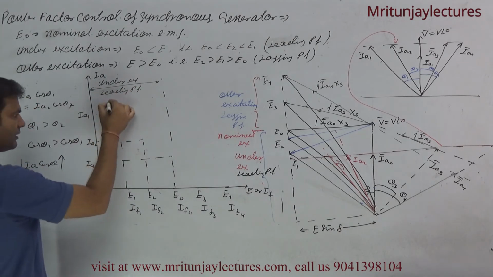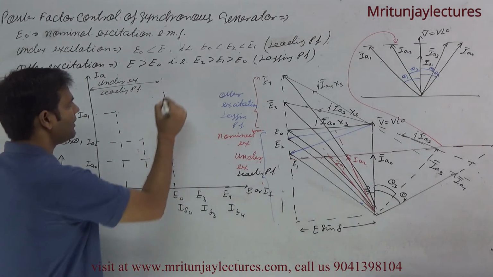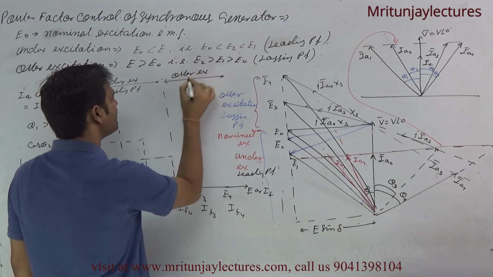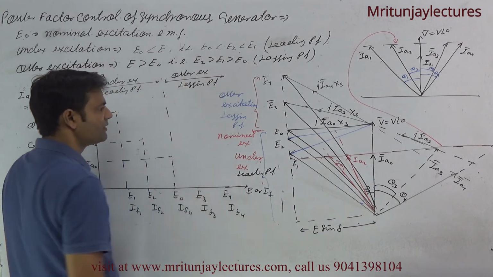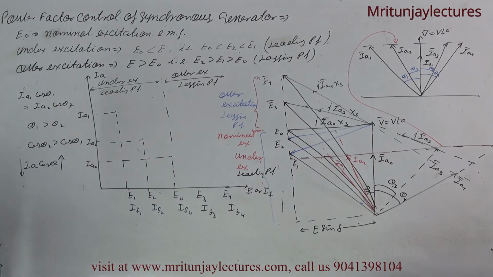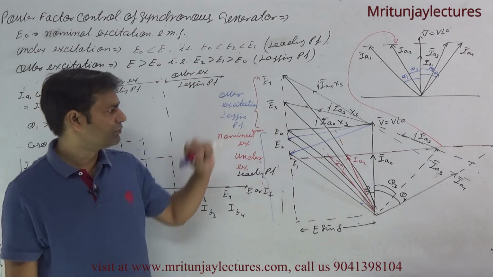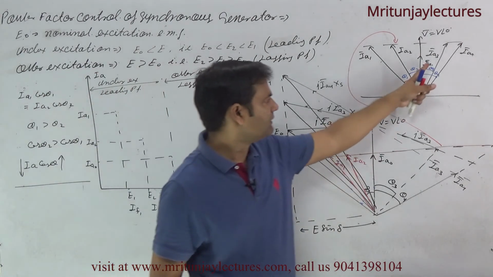Okay, now after that, this one is over excitation. It means lagging power factor. This one represents lagging power factor. Now in this region excitation increases, E3 to E4. What about current? IA3 to IA4.